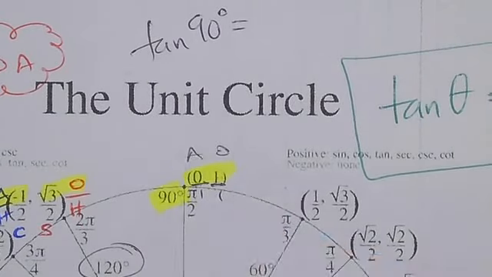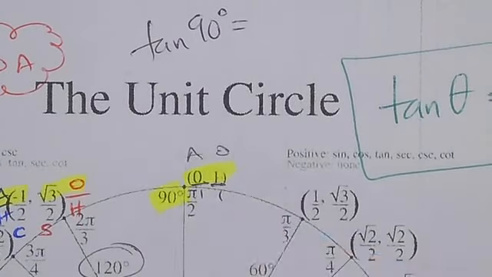Undefined. It's not 0. You cannot have a 0 in the denominator. That's undefined. So don't think that just because you get a 0, the answer is 0. Not when it's in the denominator. We talked about that last time.